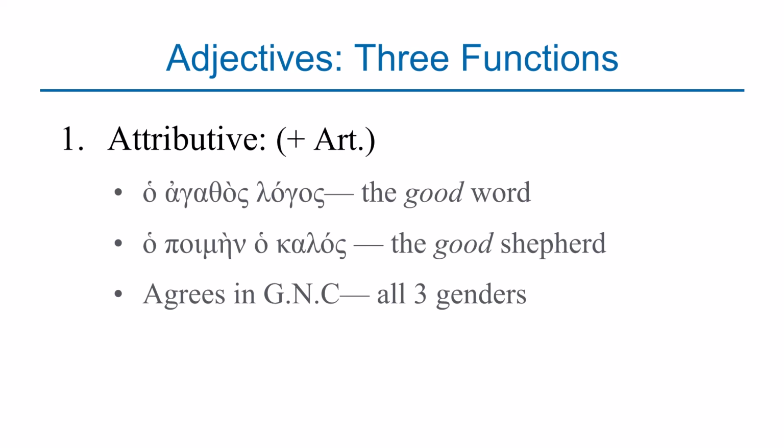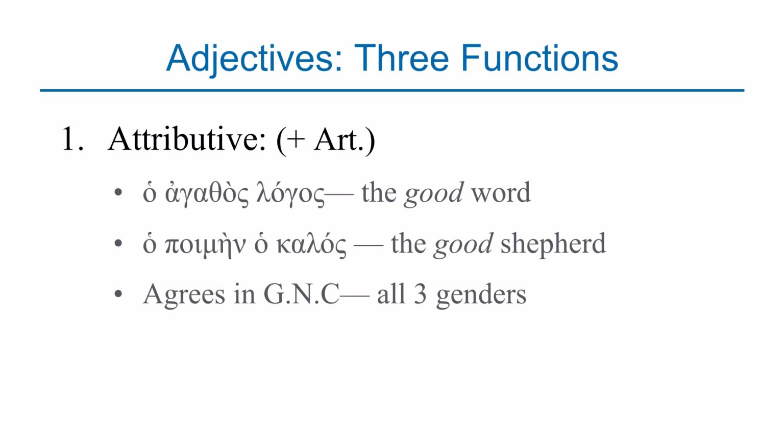And so the adjective is having the definite article there. That is the key to knowing the attributive. Another example is this, ho poimen ho kalos, meaning the good shepherd. The word for shepherd there is poimen. Poimen means shepherd. And so you have the word ho kalos. Kalos means good. And kalos is having the definite article.